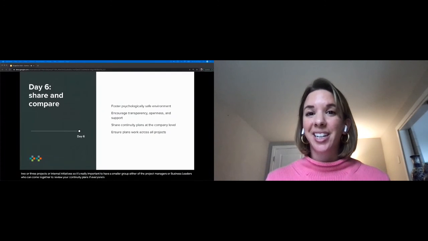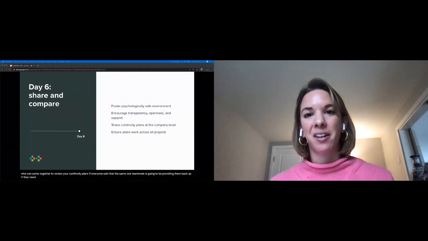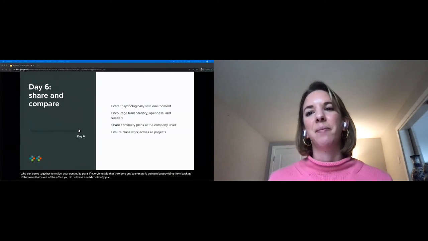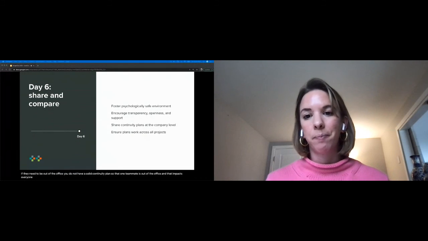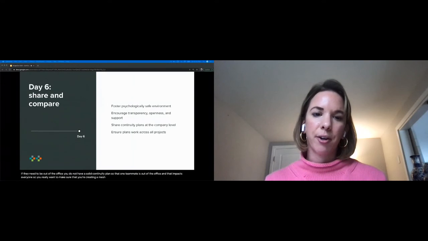If everyone said that the same one teammate is going to be providing them backup if they need to be out of the office, you do not have a solid continuity plan. Because if that one teammate is out of the office, then that impacts everyone. So you really want to make sure that you're creating a mesh across your projects.